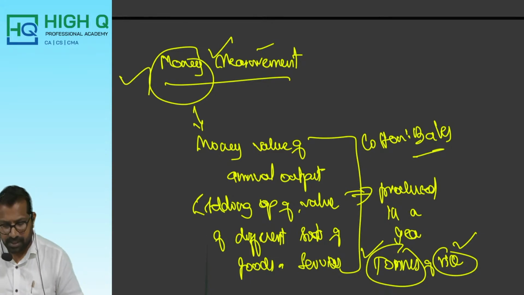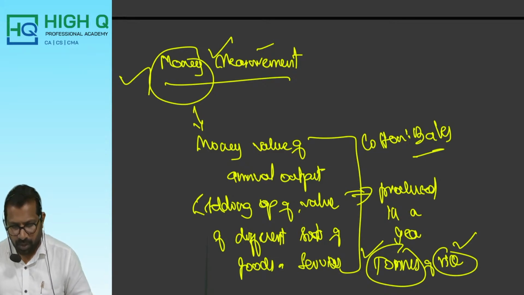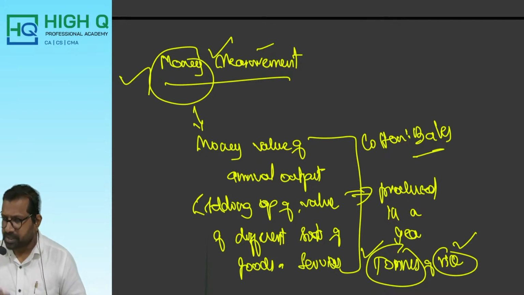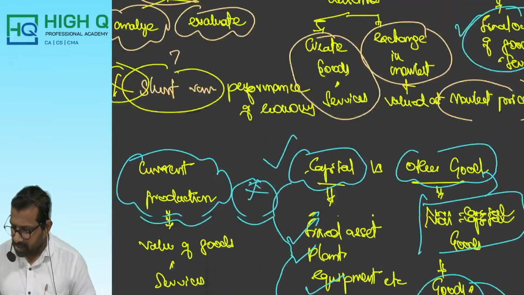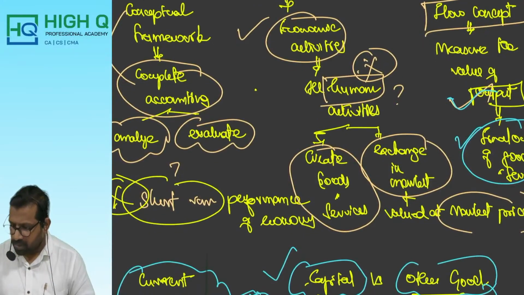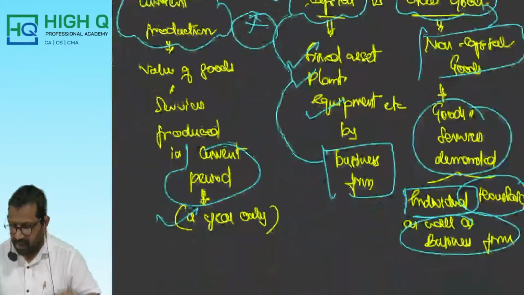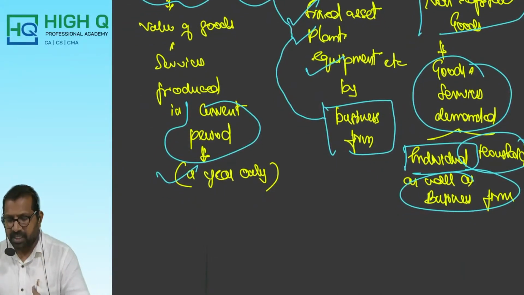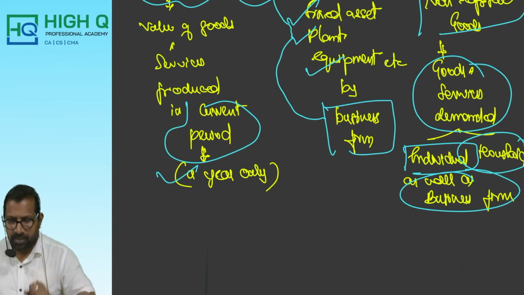So likewise, the conceptual framework, complete accounting. Point number 2, economic activities means to create goods and services. To create goods and services, exchange in the market as well as value at market price is required. Then third point, the flow concept. Flow concept deals with only the final goods and services. Then current production. National income is measured only for the current year's production, not for the previous year.